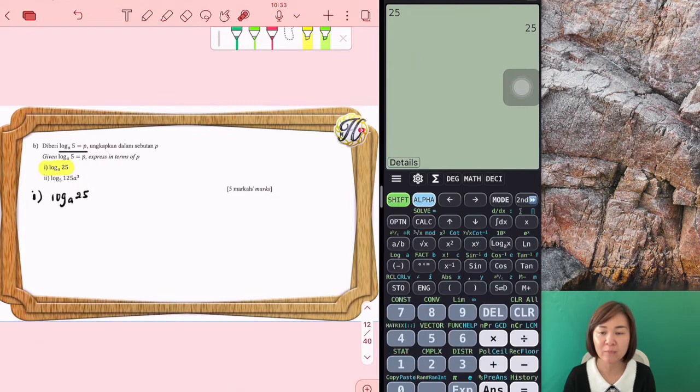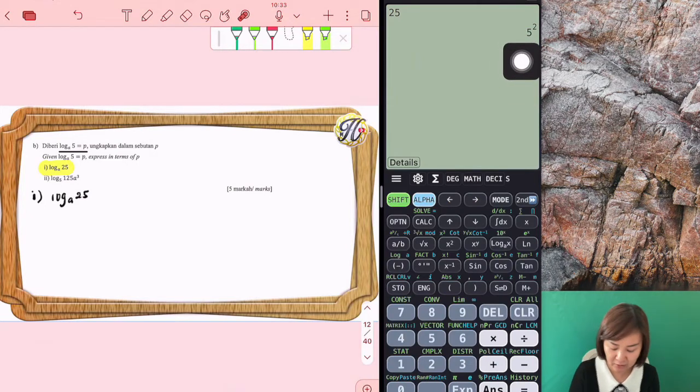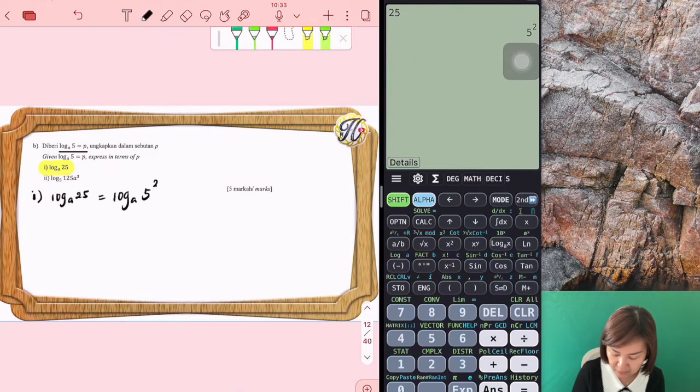So, I nak tahu 25 tu 5 kuasa berapa. Tapi sangat mudah kan, sepatutnya semua dah tahu 5 kuasa 2 adalah 25. Sekiranya nombor yang sangat besar, kamu nak cari dia punya kuasa tu, you boleh guna calculator. Tekan nombor tu, tekan sama dengan. Then after that, you tekan shift FACT. So, terus akan memberi jawapan 5 kuasa 2. Maknanya kamu akan tahu bahawa ini adalah log asas A 5 kuasa 2.